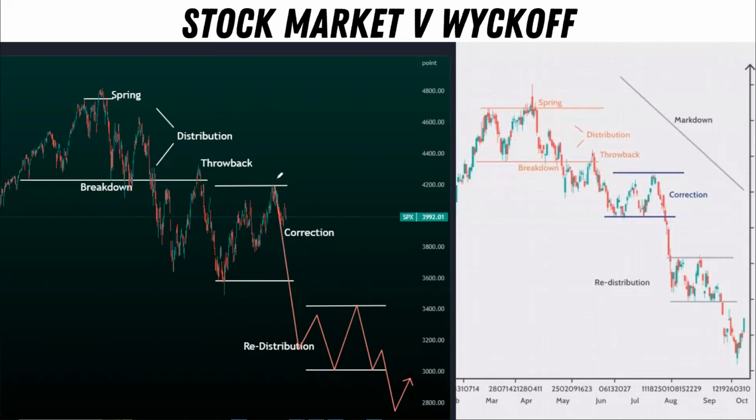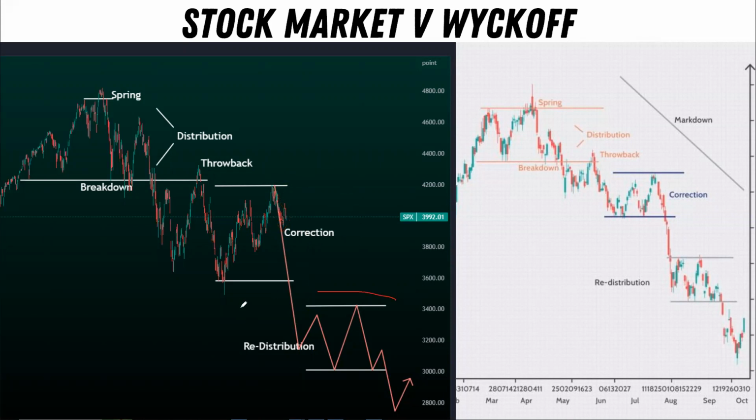And I was warning a lot of people when we were up here, hey, if we're in this correction phase, we could be due for a really big move down into redistribution. And we can see that since we were up near that 4,200 region, we've actually gotten a pretty significant pullback of about 200 or 300 points when it comes to the SPX.